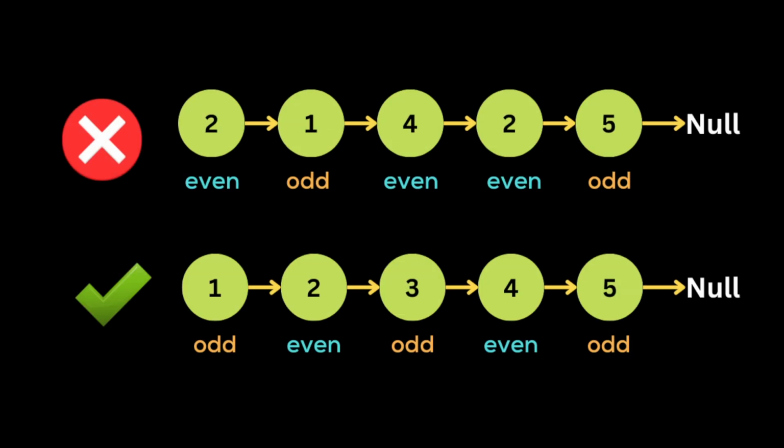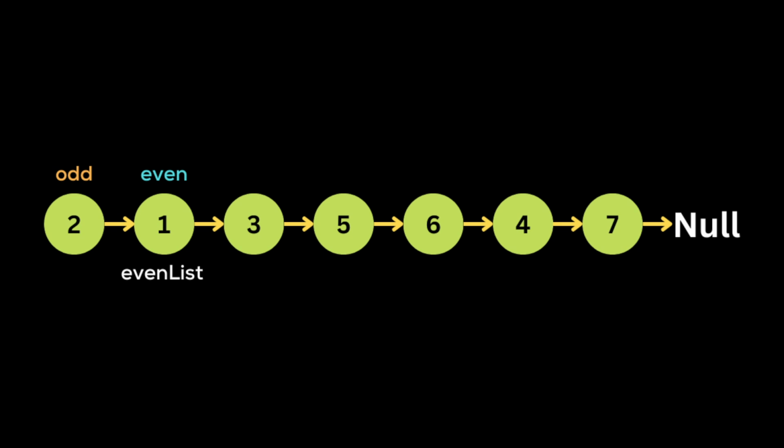The tricky part in this question is that we are not talking about the value of the nodes, but we are talking about the node numbers. For example, the first node is considered odd and the second one is considered even, and so on. And also we must solve this problem with a constant space complexity of O(1) and a linear time complexity. So let's say we have this input singly linked list.